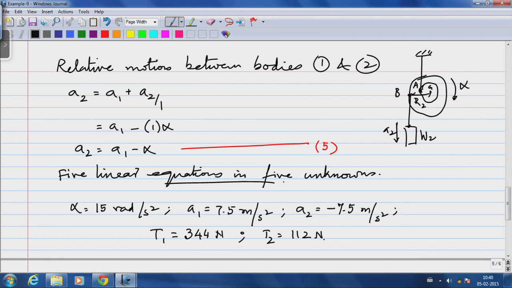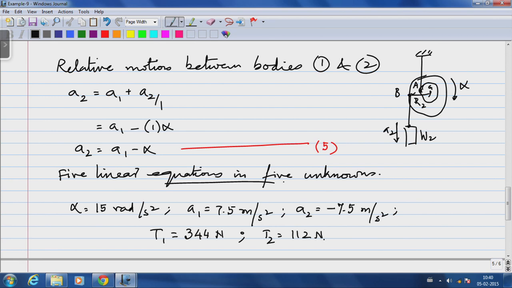Okay. Now, what you need to observe here is that our initial assumption of alpha being clockwise is correct, because alpha comes out to be 15 radians per second squared. A1 is positive, that is the spool is moving down, but A2 is negative 7.5 meters per second squared, which means the body is actually moving up. This is a way to kind of intuitively check the calculations that you have performed.